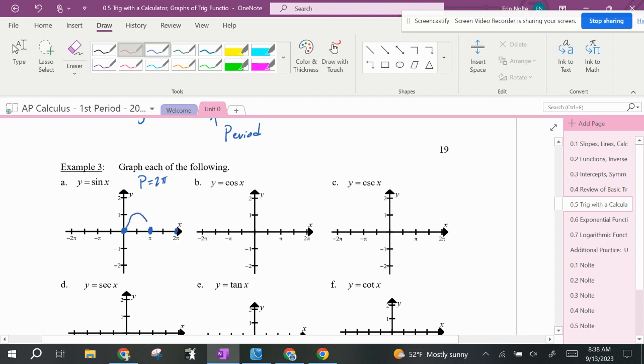The amplitude is 1. I'm going to even say the amplitude is 1. So that means the height of those waves goes up 1 and down 1 from the midline.